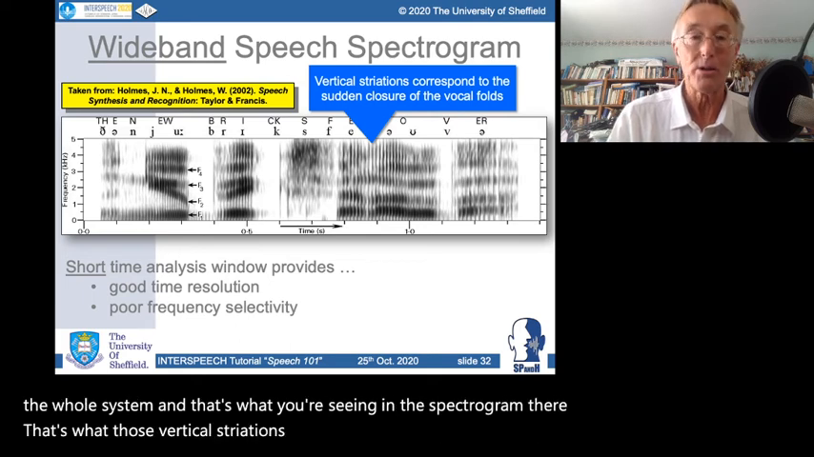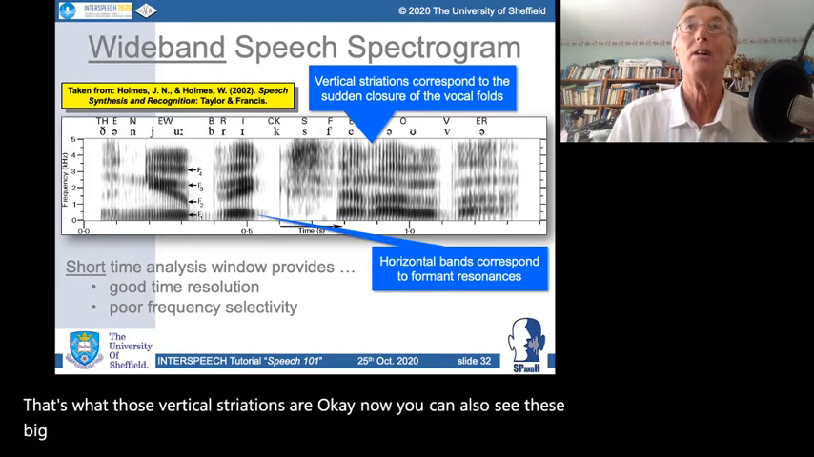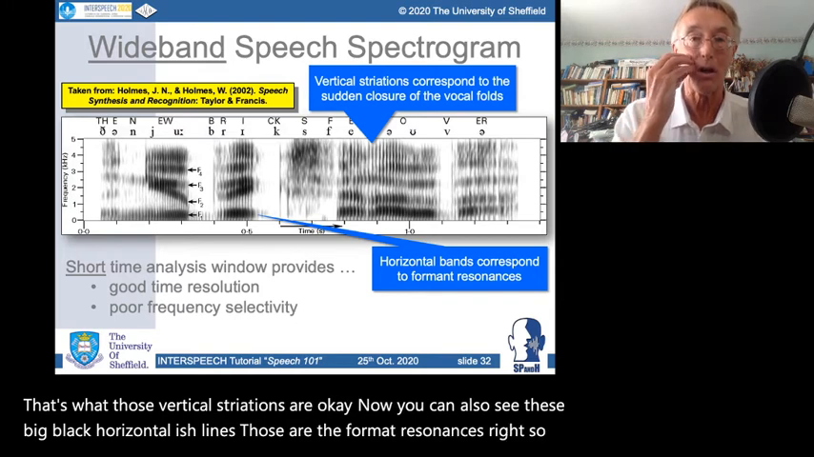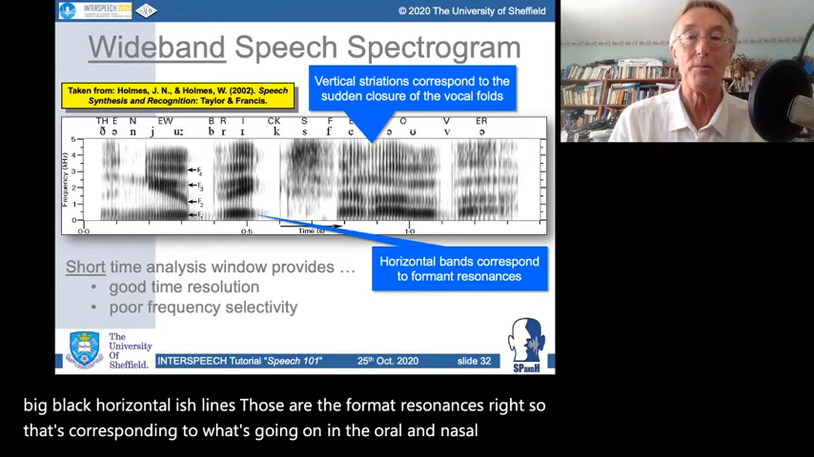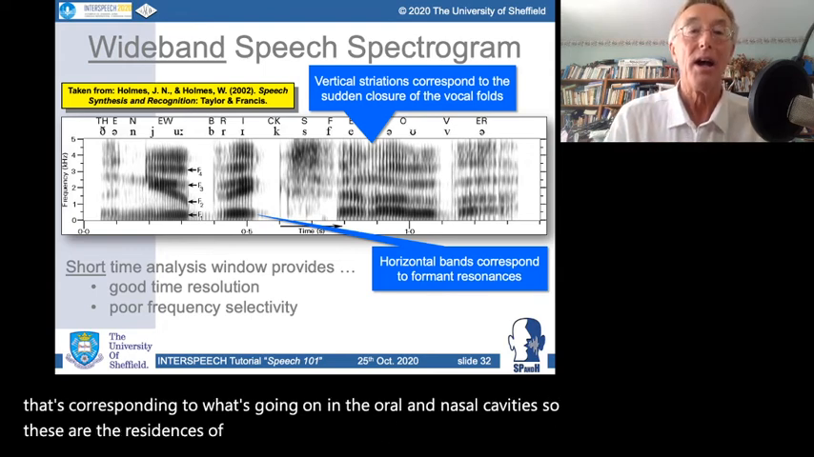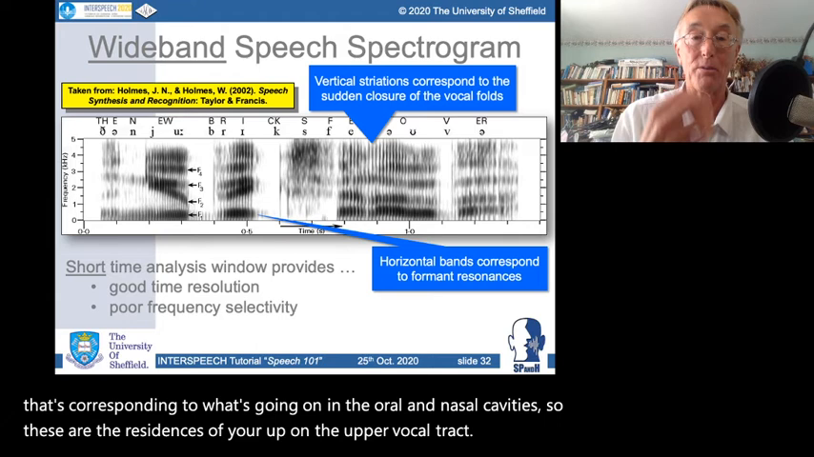Okay. Now you can also see these big black horizontal-ish lines. Those are the formant resonances, right? So that's corresponding to what's going on in the oral and nasal cavities. So these are the resonances of your upper vocal tract, allowing energy through at particular frequencies.